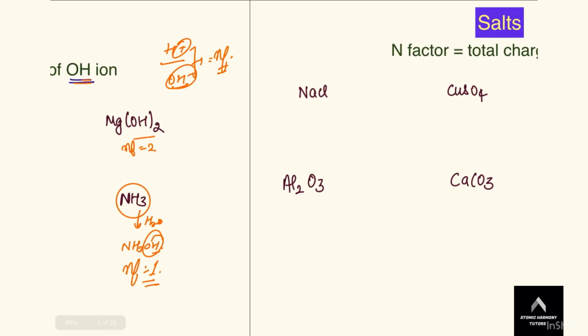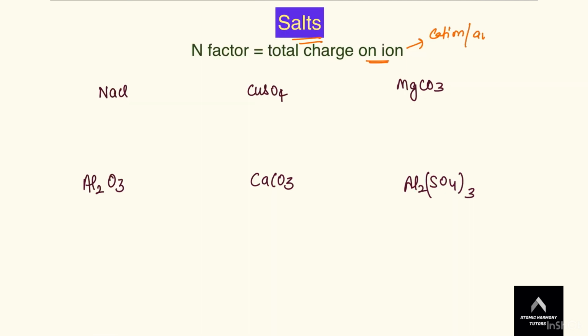Now in case of salt, n factor is equal to the total charge on the ion. The ion may be cation or anion, but you have to calculate the total charge. Please focus on this line, the total charge. Now in case of NaCl, there are two ions, Na positive and Cl negative. Only consider cation or anion, not both of them, only one of them. So I will consider Na positive, then the total charge is equal to 1. So n factor is equal to 1.